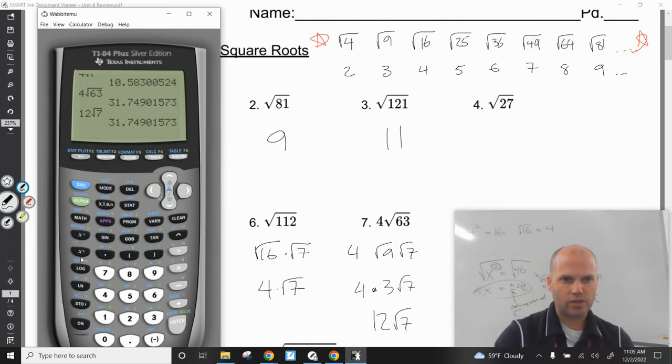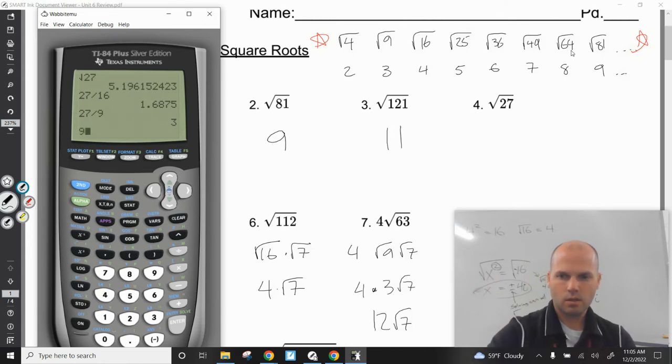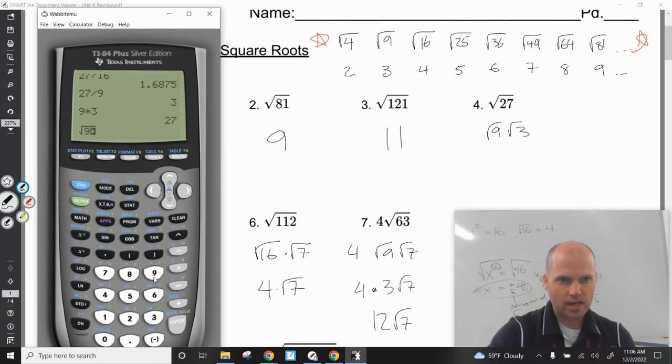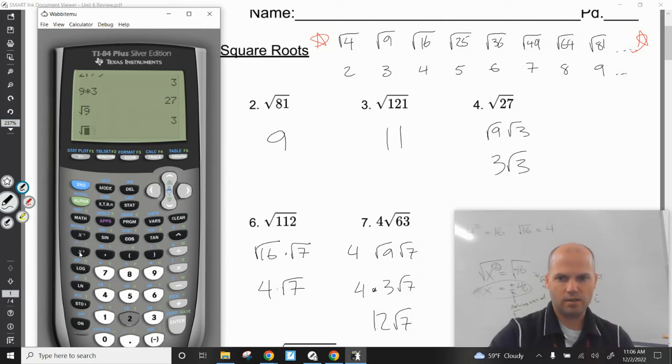Can I take the square root of 27? No. All right. Focus on the numbers inside the square roots. Can we divide 27 by 16? No. Can we divide 27 by 9? Yes. 9 times 3 is 27. Root 9 times root 3 is root 27. The square root of 9 is 3. 3 root 3 is my simplified answer, and we could check to make sure I did it right.